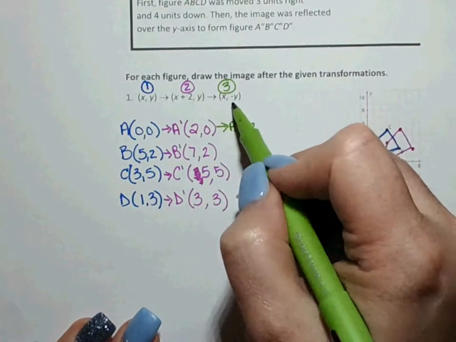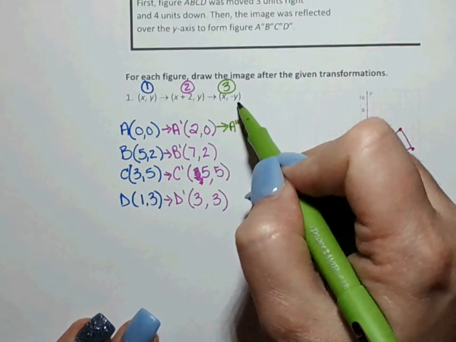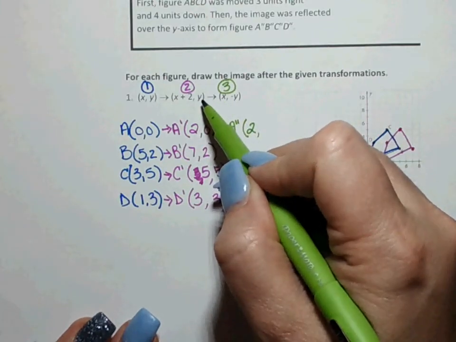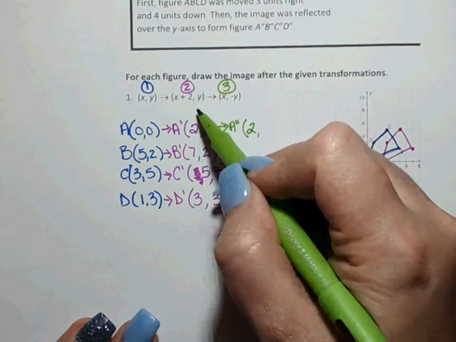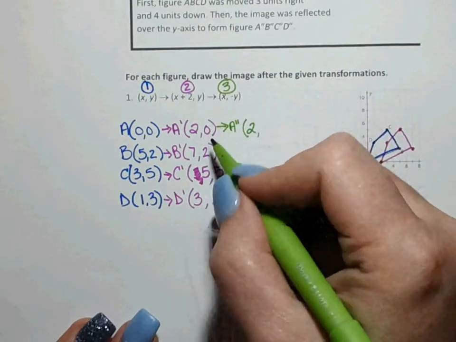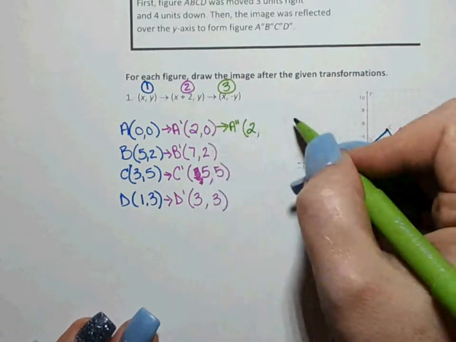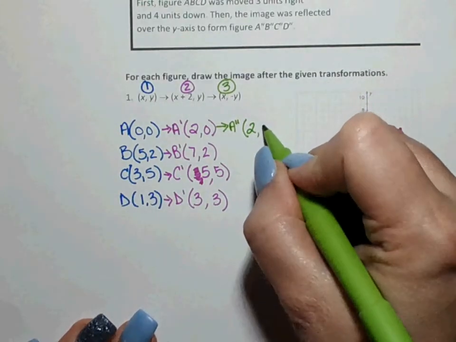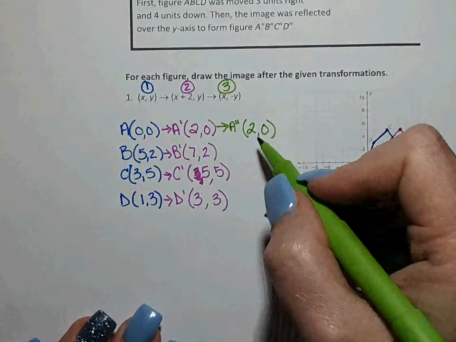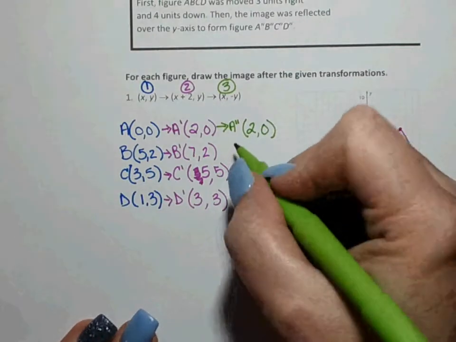And then my y value is just changing the sign. So here, for A prime, my Y value is positive, then it changes to a negative. So here I'm going to have a 0, and it's going to change to a negative 0, which is really not a thing, because 0 is not positive or negative. So it just stays 0.